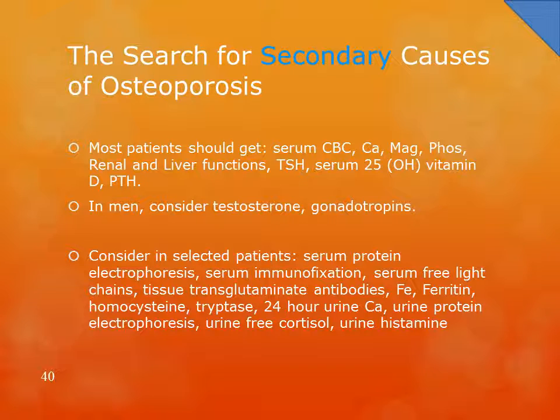So if we think that there might be something underlying our patient's osteoporosis, how are we going to investigate? How are we going to start the search? Obviously, history and physical. And most of the time, we're going to want to order these tests above: a CBC, calcium, mag, and phos. We'll want to check renal and liver functions, etc. Definitely check a vitamin D level, thyroid functions, and PTH. In men, we'd consider testosterone and gonadotropins. These other tests below, looking for Paget's disease, multiple myeloma, etc., we would be prompted to look for if there was something specific pointing us in that direction.